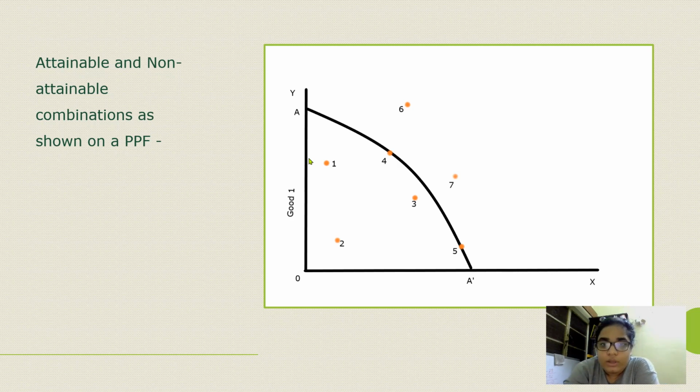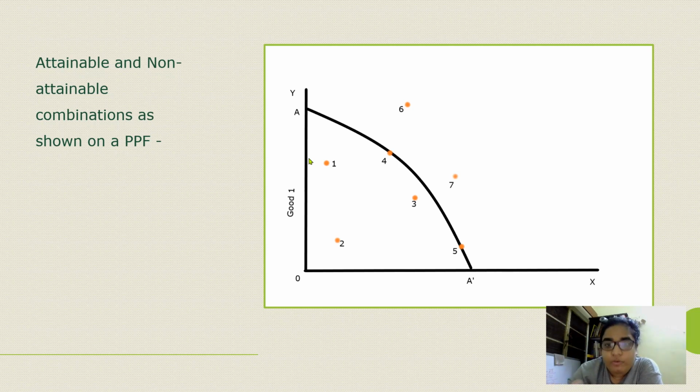resources. So in point 4, there's more of good 1, and there's a little less of good 2, say, which is on the x-axis. And in point 5, there's a lot of good 2, but a little less of good 1, correct? No. But in both the cases, the resources have been completely utilized. Any point that is on the PPF means a possible combination of goods wherein the resources have been completely and efficiently utilized. Correct? No. It was in the assumptions, no.